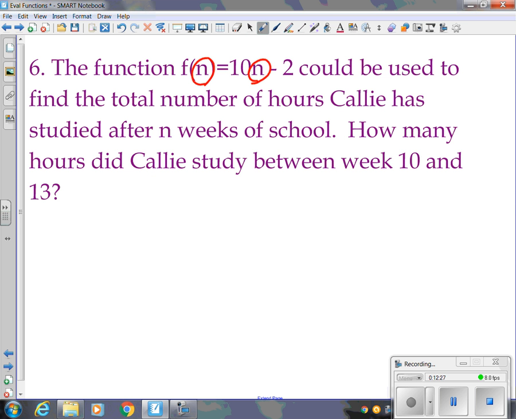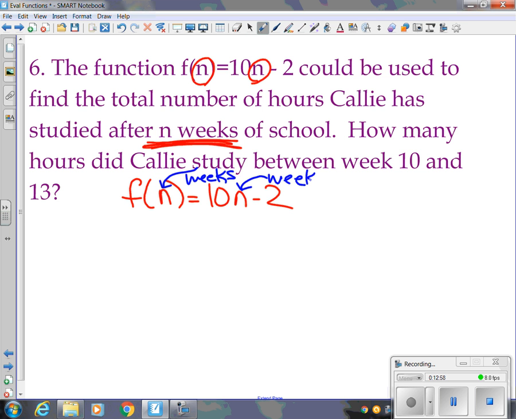What does n represent? In weeks. Circle n, underline weeks, so that you're focusing on what n represents. So whatever function, when I do f of n equals 10n minus 2, whatever number I put in for n has got to be a weeks number. Okay, that's what the function says. It's got to be a number of weeks.